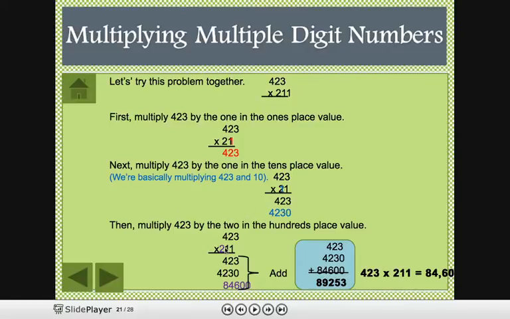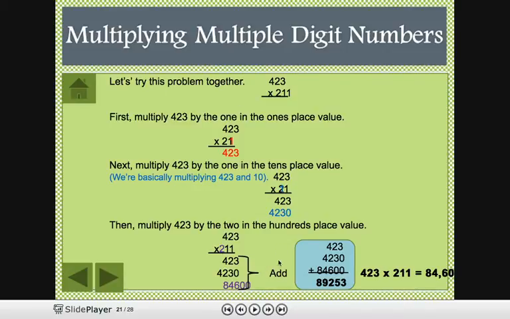Then we move over again to the 2 in the hundreds spot. And we're going to multiply the top number, the 423, by this number. So we have 2 times 3, which is 6, right here. 2 times 2, which is 4, and 2 times 4, which is 8.